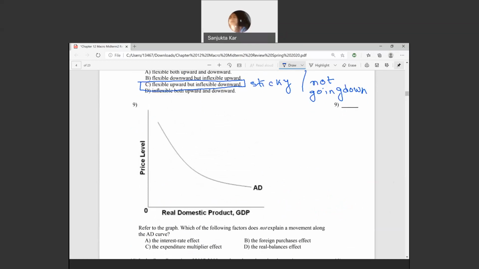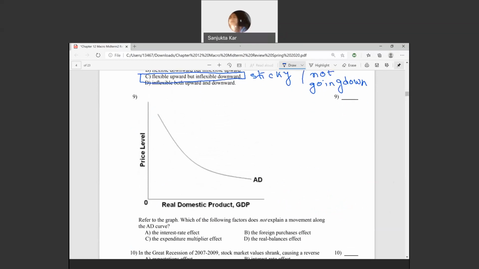Now we look at question number 9. Refer to the graph. Which of the following factors does not explain a movement along the aggregate demand curve? Interest rate effect explains a movement. This one does. This one does not. This one does. So your answer will be C.